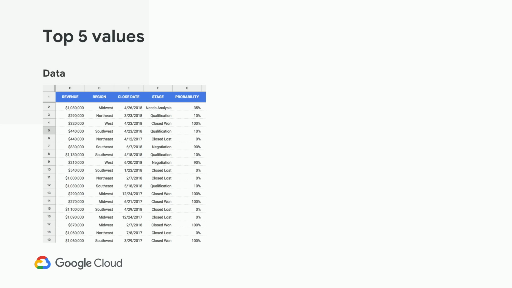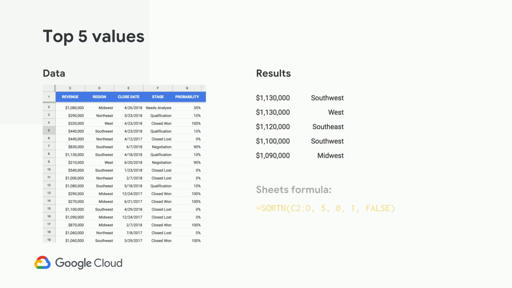So in this case, I want to find the top 5 regions by revenue. This is the result that I'd like to see. The way to get that is I can use the SORTN function, I specify the range, and say I want the top 5 values, and voila, I get the data that you see above. Now, if I didn't have this function, it would be a lot of work to make this happen, pretty complicated. Luckily, SORTN is there, it makes it much simpler for me.